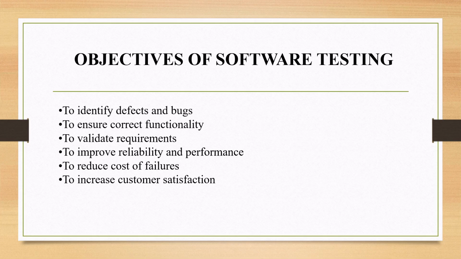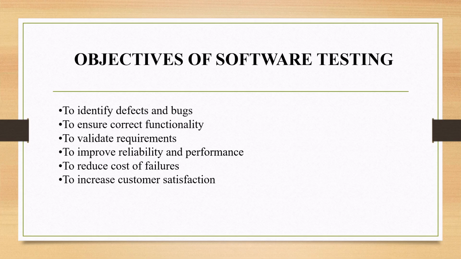Next, we can say to improve the software quality. Testing improves performance, reliability, security, and usability. A well-tested software is more stable, faster, and safer to use. The next one is to prevent future failures. Finding errors early prevents system crashes, data loss, financial losses, and customer dissatisfaction. Testing helps avoid serious problems after the software is released. Next, we can say to ensure user satisfaction. Testing makes sure that the software is easy to use, accurate, and free from major problems. This builds trust and confidence among the users.